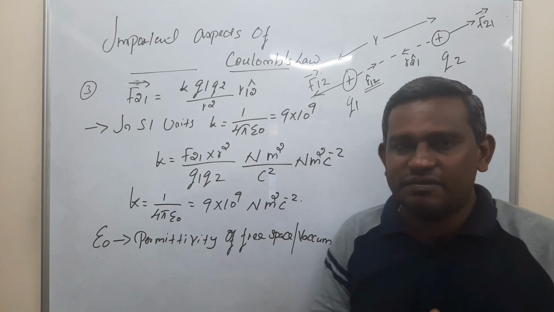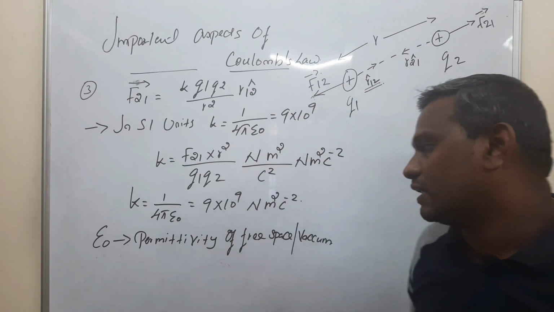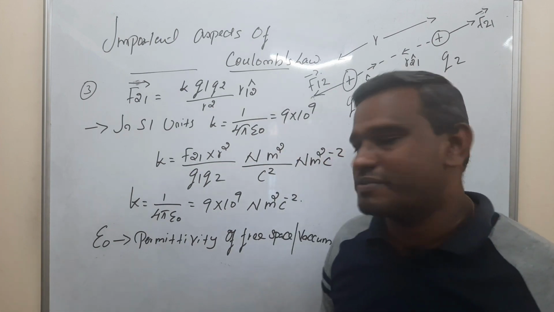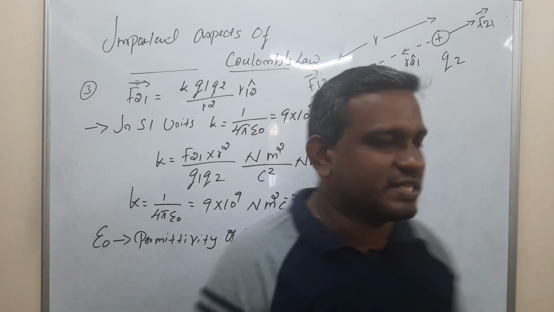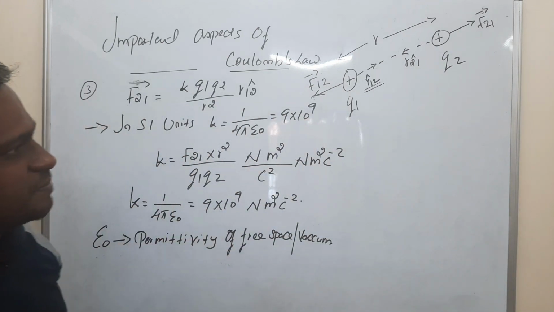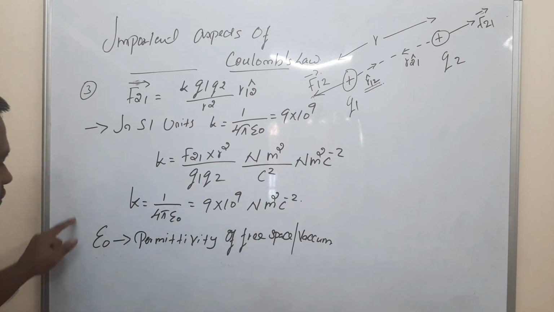அப்போ அந்த மீடியம் எவ்வளவு பெர்மிட் பண்ணும், அந்த ஃபோர்ஸுக்கு எவ்வளவு பெர்மிட் பண்ணும், அதான் சொல்லக்கூடியதான் என்ன? தட் இஸ் எப்சிலான், தட் இஸ் பெர்மிட்டிவிட்டி. ஸோ ஹியர் எப்சிலான் 0 மீன்ஸ் பெர்மிட்டிவிட்டி ஆஃப் ஃப்ரீ ஸ்பேஸ். இங்கே நம்ம எடுத்துருக்கக்கூடிய மீடியம் ஃப்ரீ ஸ்பேஸ். த சார்ஜஸ் ஆர் பிளேஸ்ட் இன் வேக்யூம். அந்த வேக்யூத்துக்கு பெர்மிட்டிவிட்டியை எப்சிலான் 0 அப்படின்னு எடுத்துருக்கோம்.